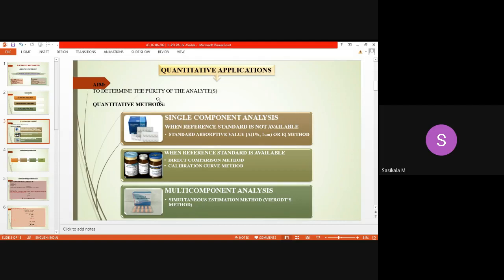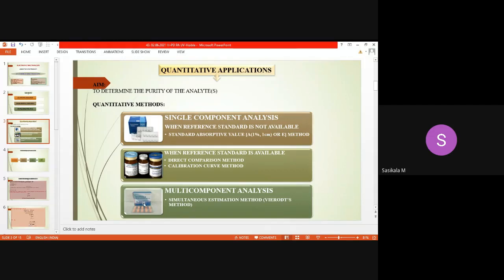So in order to determine the purity of drug substances or drug molecules, we go with quantitative applications. Let's see what quantitative methods are available for UV visible spectroscopic analysis. There are two kinds of analysis. One is single component analysis, where only a single component is there in the formulation, and another is multi-component analysis, where you will find the combined dosage form.